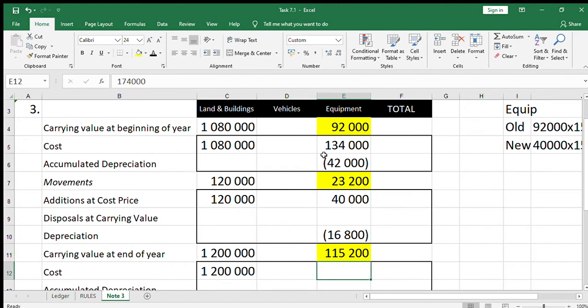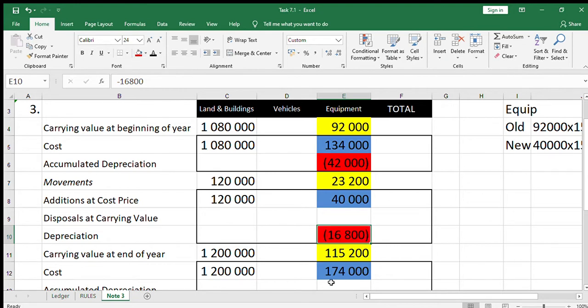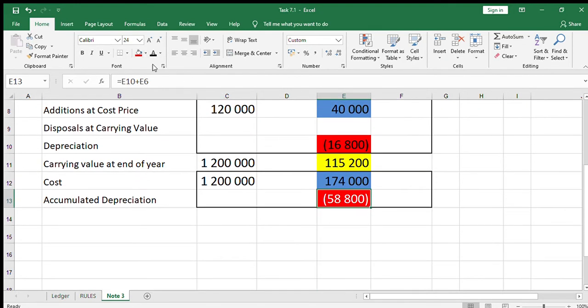To get the cost at the end of the year, we start with the cost at the beginning of the year, and to that we add any additions, and that will give us our cost at the end of the year. Now remember for equipment, nothing has been sold, so it's more straightforward. Accumulated depreciation will be your accumulated depreciation at the beginning of the year plus your depreciation for the year, and that will give you accumulated depreciation at the end of the year. Remember, in note C, you can always check if your note is balancing. So you'll say 174,000 minus 58,800 to give you 115,200 as your carrying value at the end of the year.